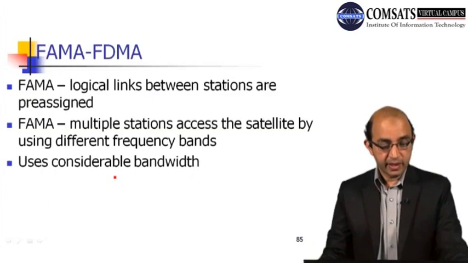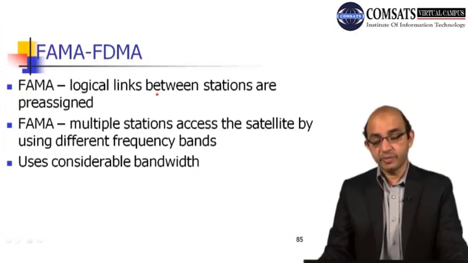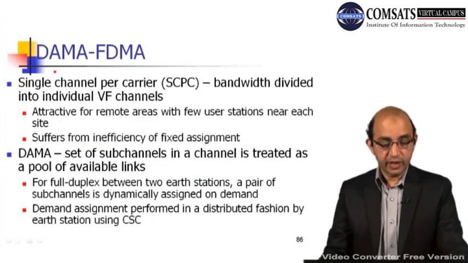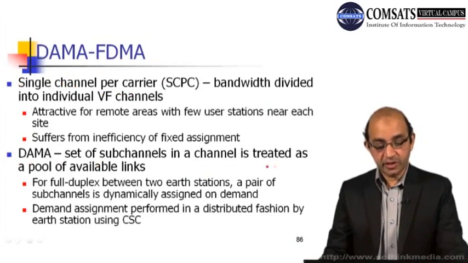Here we have different forms of FDMA: fixed assignment multiple access, FAMA, and then demand assignment multiple access, DAMA. In FAMA FDMA, logical links between stations are pre-assigned, and multiple stations access the satellite by using different frequency bands, and we use considerable bandwidth. Then we have single channel per carrier DAMA FDMA, where the set of subchannels in a channel is treated as a pool of available links.